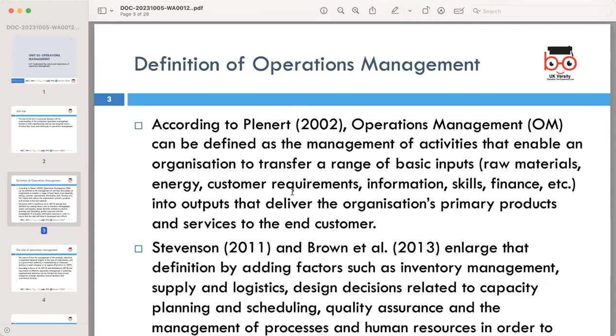Okay. So operation management, as defined by Planner 2002, encompasses the systematic management of a spectrum of fundamental inputs, including raw material, energy, customer requirements, information, skills, finance, and more. The ultimate aim of operation management is to manage these inputs in a way that transforms them into outputs, thus facilitating the delivery of an organization's primary products and services to its customers.